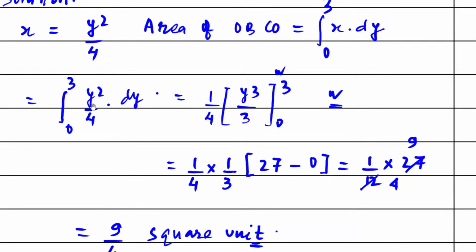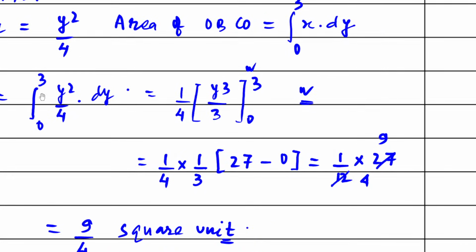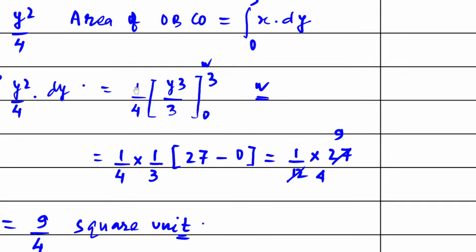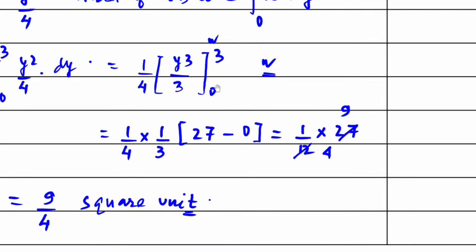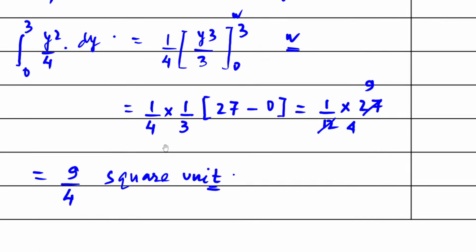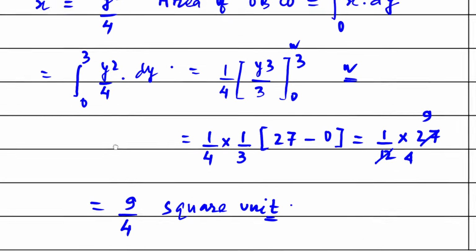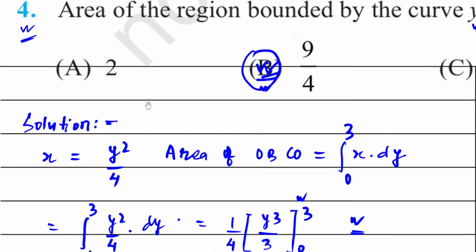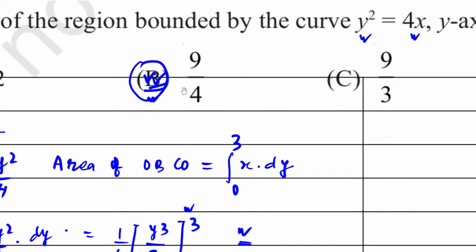So here, 0 to 3, equal to y square by 4 into dy. The integration of this part is y cube by 3, 0 to 3. After putting the value of lower limit and higher limit, we get 9/4. 9/4 is in option B. Therefore, the correct option of this question will be B.